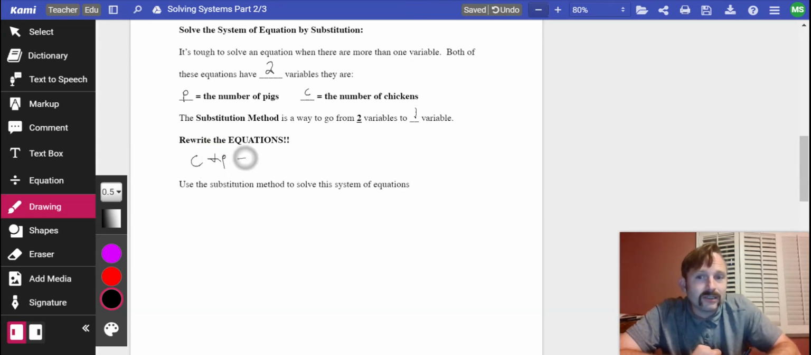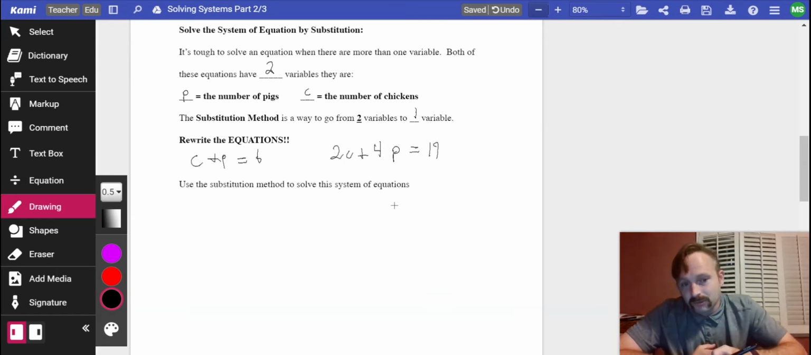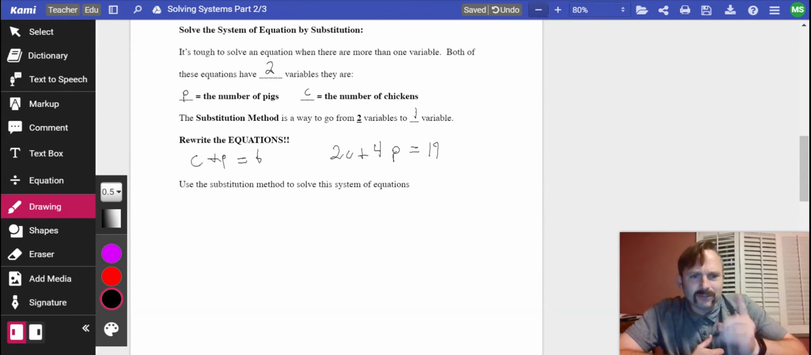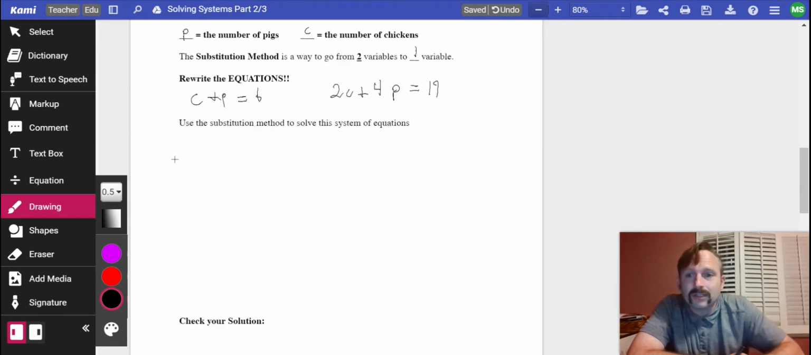Let's rewrite the equations. C plus P is equal to 6. 2C plus 4P is equal to 19. We're going to use the substitution method to solve this system of equations, and then we're going to check the solution. All right, well, I have C plus P is equal to 6. Let's solve for C. So the opposite of add P to both sides would be minus P to both sides. And I get C is equal to 6 minus P.